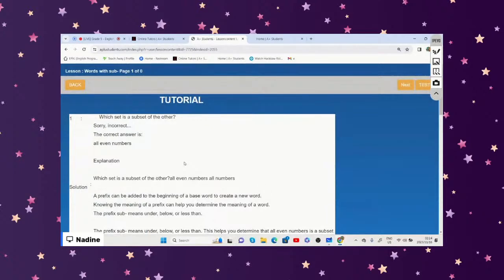And we said a prefix can be added to the beginning of a base word to create a new word, right? And knowing the meaning of the prefix can help you determine the meaning of the word. And we said sub, right? Sub means under, or below, or even less than.